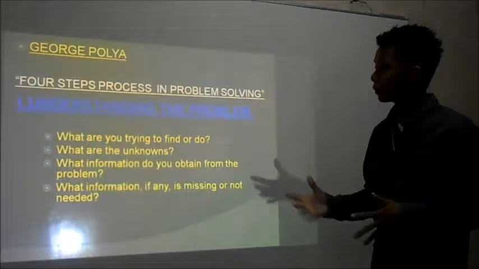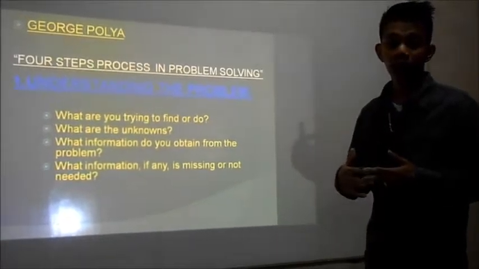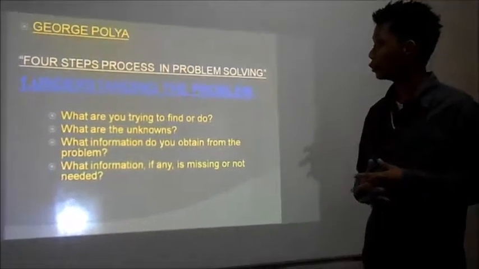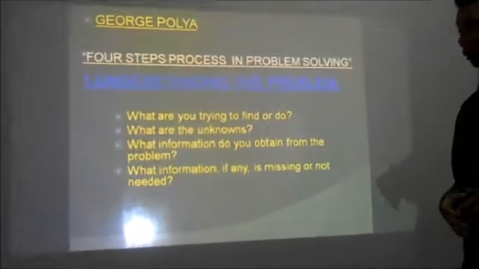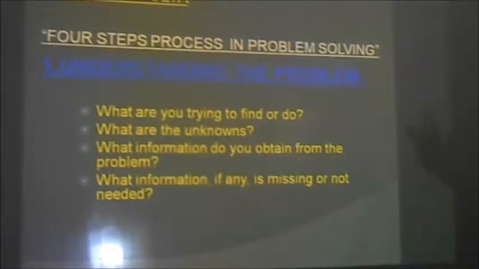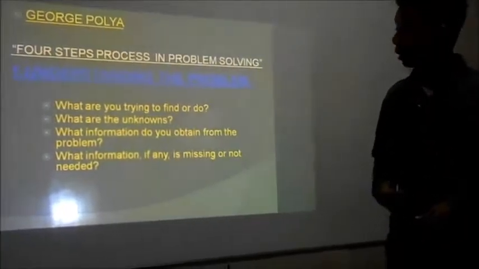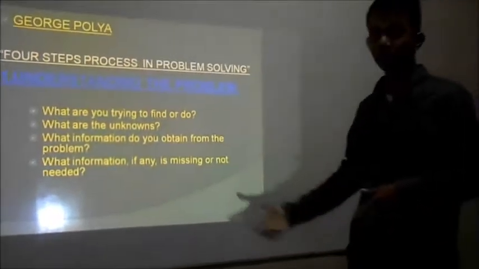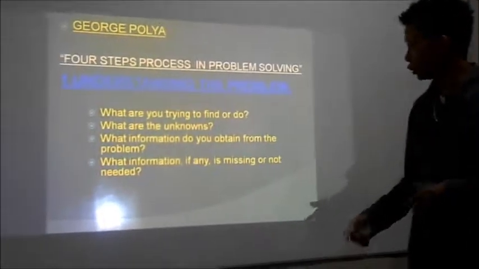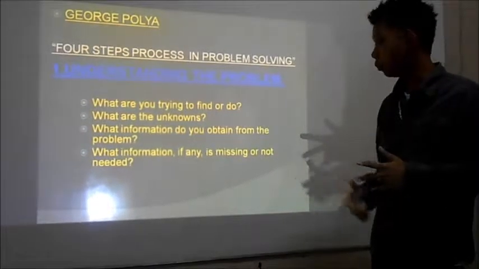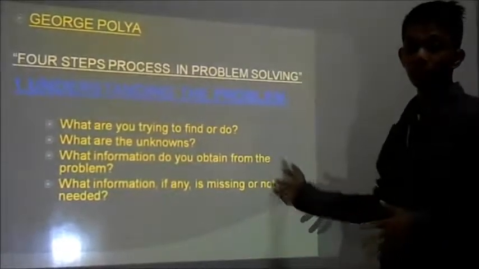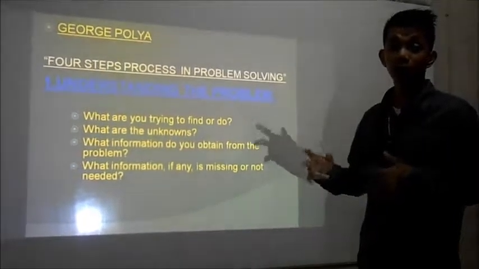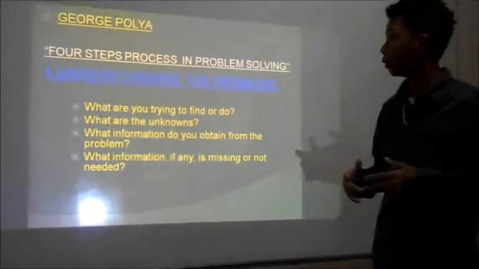This time, we have the most known mathematician, George Polya. According to George Polya, there are 4 steps in problem solving. First, understanding the problem. In understanding the problem, there are possible questions we have to try to answer. First, what are you trying to find or do? What are the unknowns? What information do you obtain from the problem? And what information, if any, is missing or not needed? These are the important things before we come to the second step.